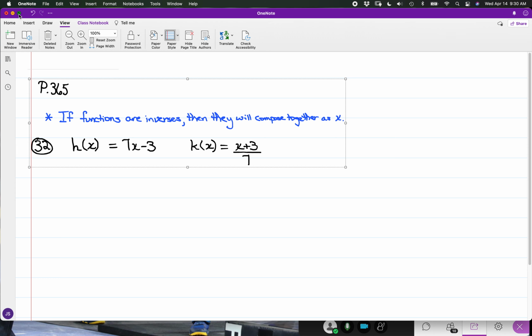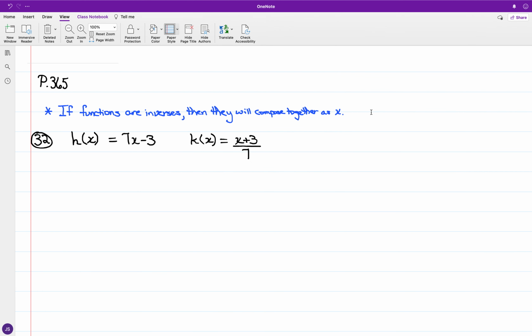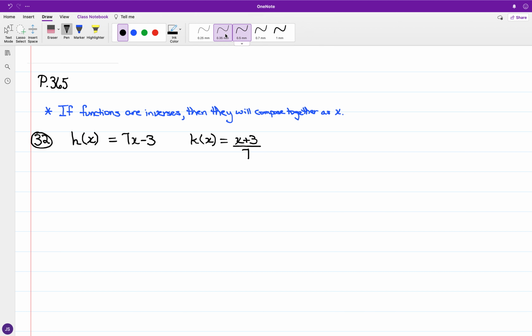All right, good morning. Just going back to functions and inverses. Again, for one-to-one functions and their inverses, they're going to compose together as x. And again, the graphs of one-to-one functions and their inverses will have symmetry with respect to the line y equal to x.